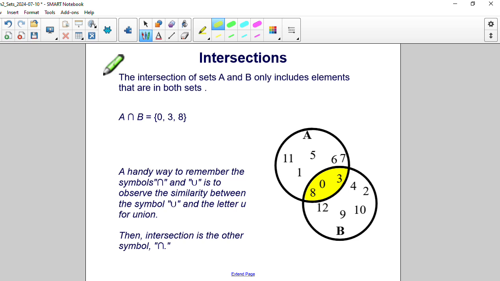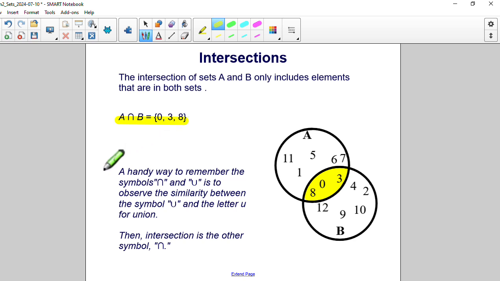The intersection of sets A and B only includes elements that are in both sets. Notice in the diagram that the intersection of A and B includes three elements, 0, 3, and 8. So the intersection of A and B is the set 0, 3, and 8.